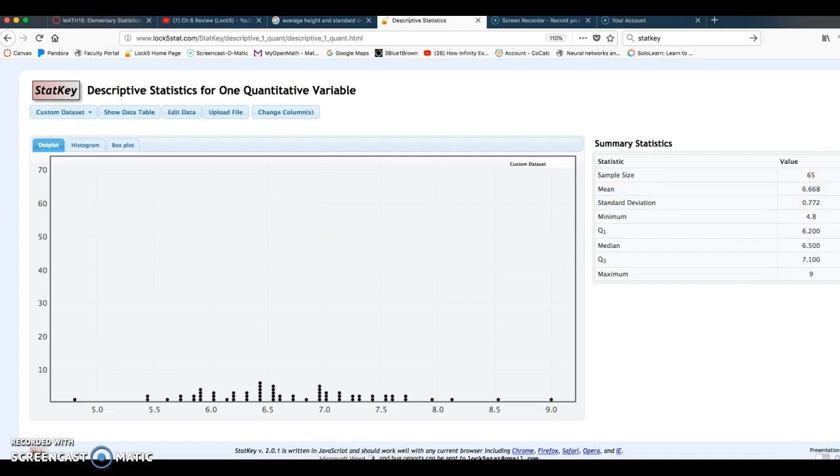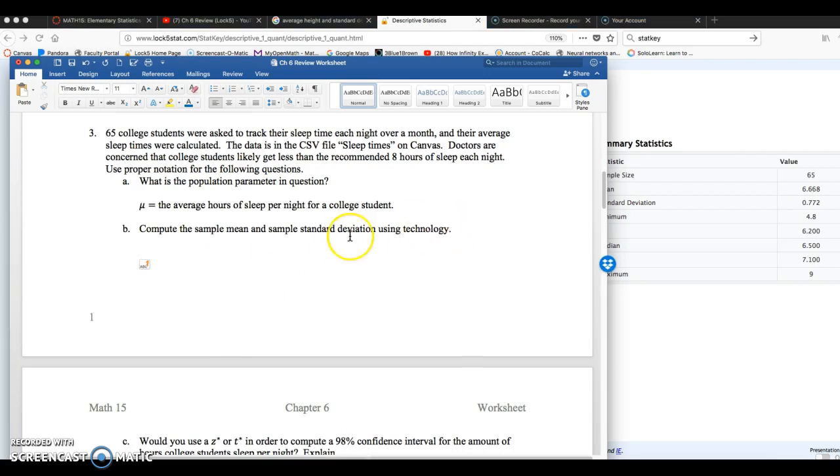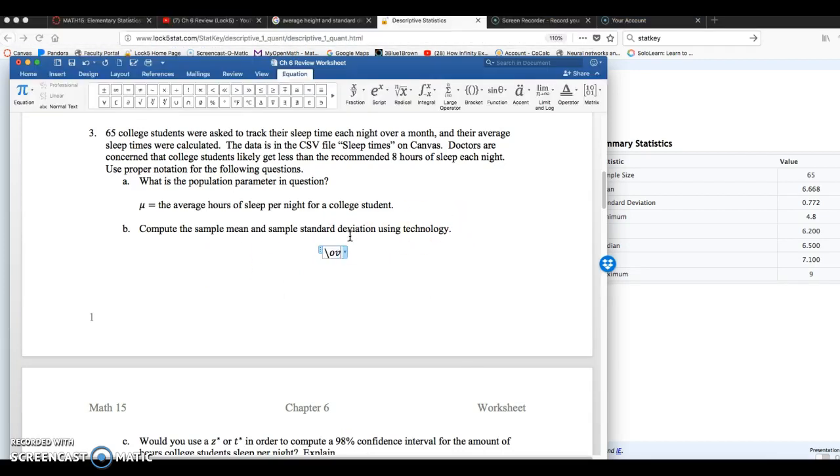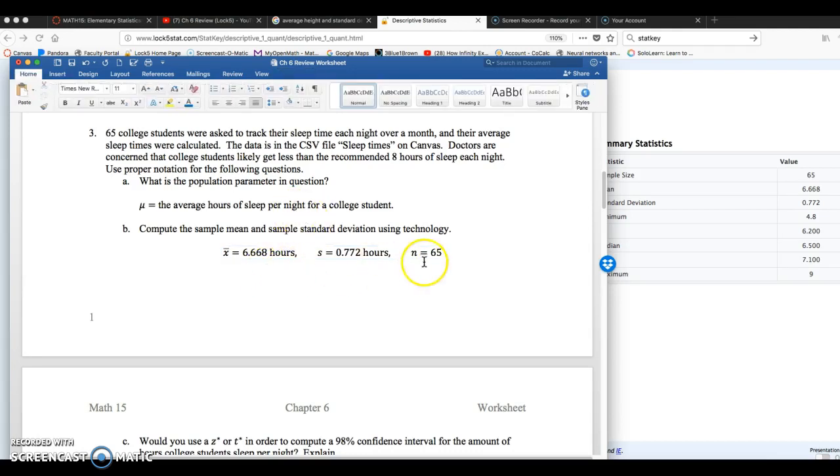So I need to write this information down using proper notation. The x bar, the sample mean, is 6.668 hours. The standard deviation, where we use lowercase s, is 0.772, and the standard deviation would also be in hours. I'll note the sample size here is 65. So we've got our summary statistics from this sample.